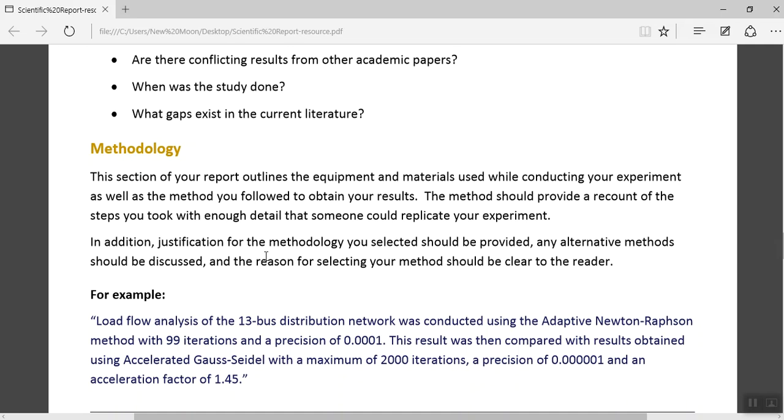In addition, justification of the methodology you selected should be provided. Any alternative methods should be discussed, and the reason for selecting your method should be clear to the reader. This is very important, because it is often questioned: why have you opted for this tool? Why are you working this way? Why are you following this algorithm? So you must be able to justify with reasons that I have adopted this tool, this technology, this schema because of these reasons.